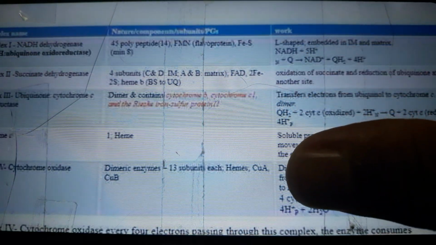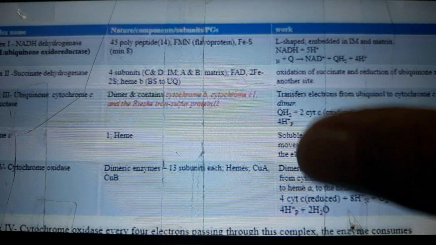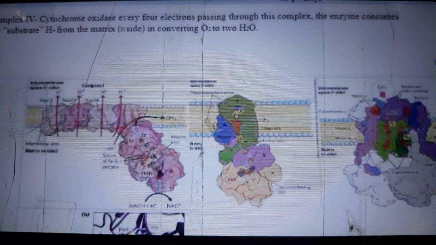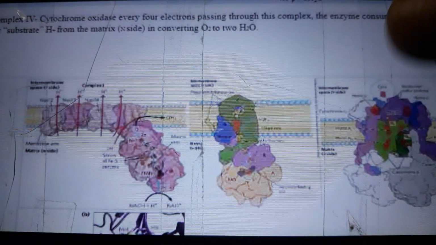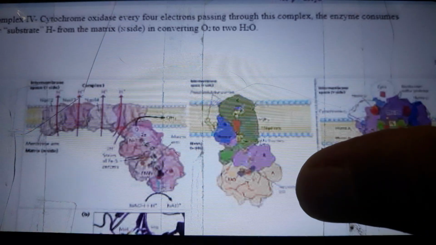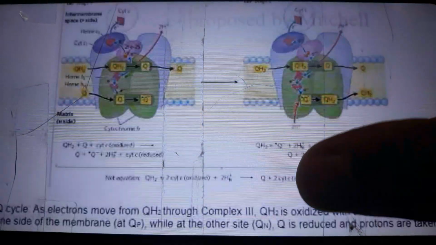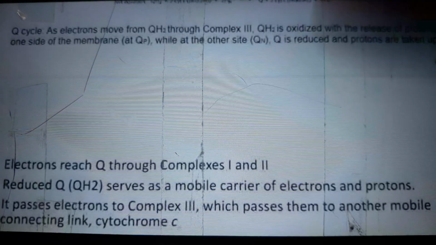Complex name, nature, components, subunits, and function. Complex 1, complex 2, complex 3 (cytochrome bc1), cytochrome c, and complex 4, cytochrome oxidase: for every 4 electrons passing through this complex, the enzyme consumes 4 substrate protons from the matrix side in converting O2 to H2O. The Q cycle was proposed by Mitchell. Take a note of these.